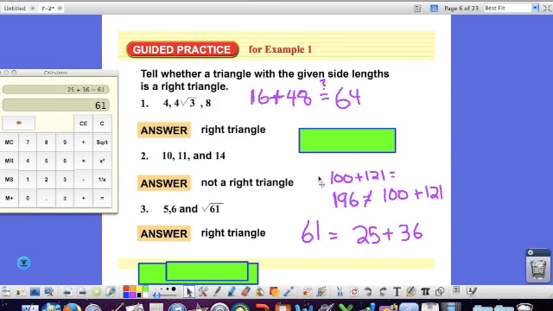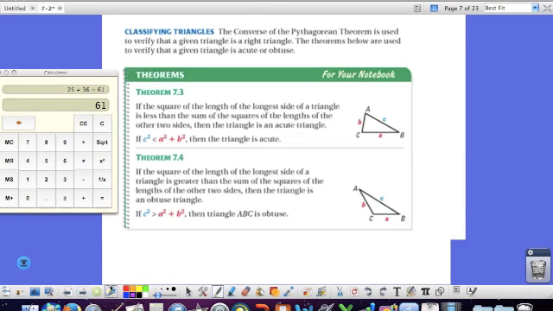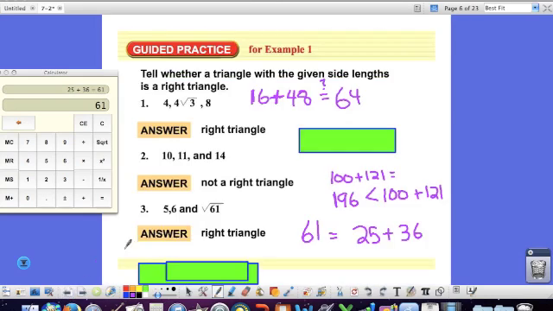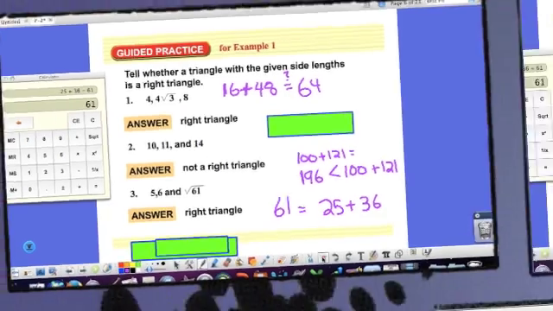We can see that 196 would actually be less than 221. And less than tells us that it is an acute triangle. And that's why setting these up where the hypotenuse, or the longest side, the c squared, is on the left-hand side, will make it just a tad bit easier, or a whole lot easier.